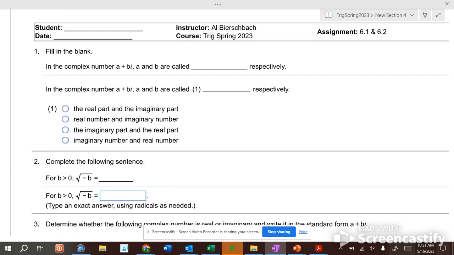All right. So I'm going to give you number 1 on the assignment. In a complex number, a plus bi, a and b are called the what and the what? The real part and the imaginary part, not the real number and the imaginary number. The real part and the imaginary part.